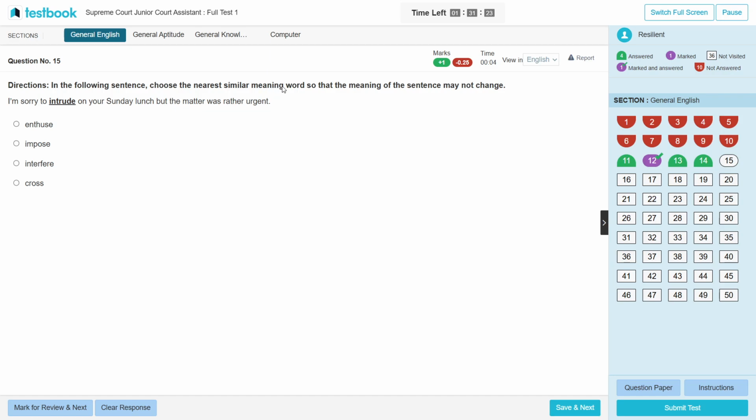Choose the nearest similar meaning word. Intrude. I am sorry to intrude on your Sunday lunch, but the matter was rather urgent. Interfere. Intrude. Impair. Endure. Similar.